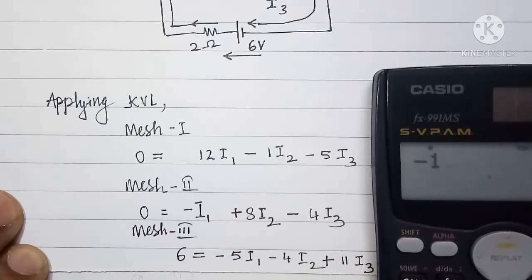A2 is -1, press equal to. B2 is +8, press equal to. C2 is -4, press equal to. D2 is 0, press equal to.